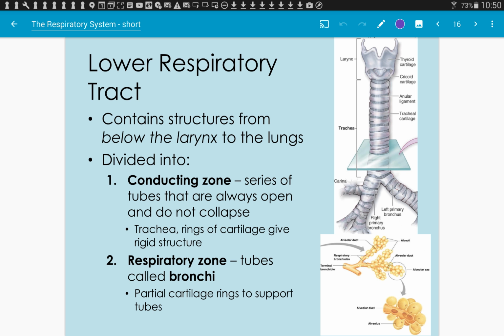Then at the very ends of these tubes, you get to the respiratory zone, which really only has your respiratory bronchioles and the alveoli. You also have a little bit of cartilage there to support those tubes.